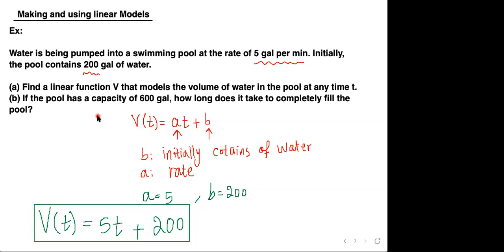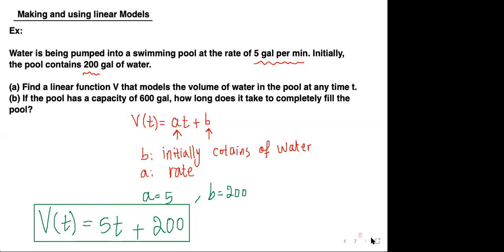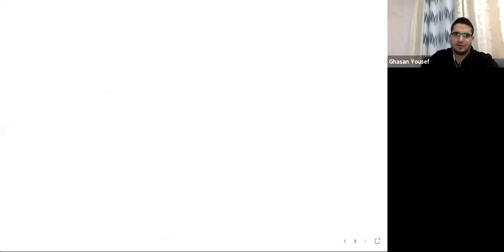Okay, so the pool's capacity is 600 gallons, so that's going to be the V of t. 600 equals 5t plus 200. And the question asked about what? Time. How long? For t, right? Yes, they ask for t. So we're solving for t.